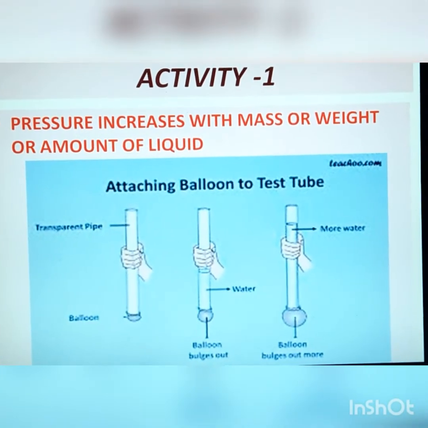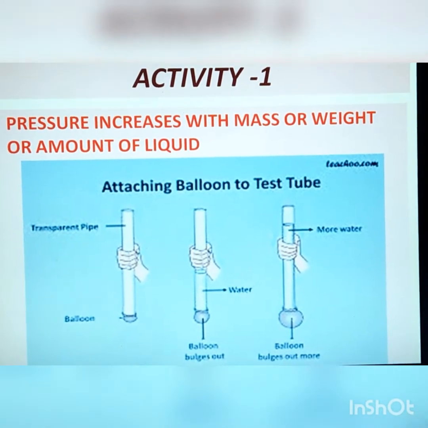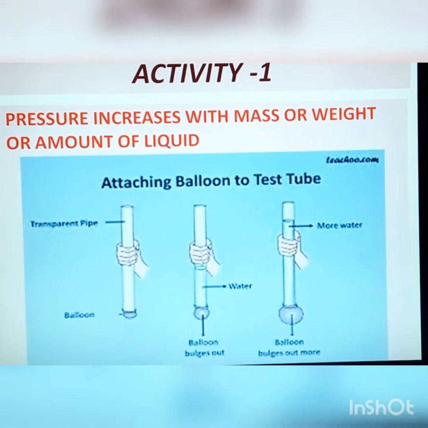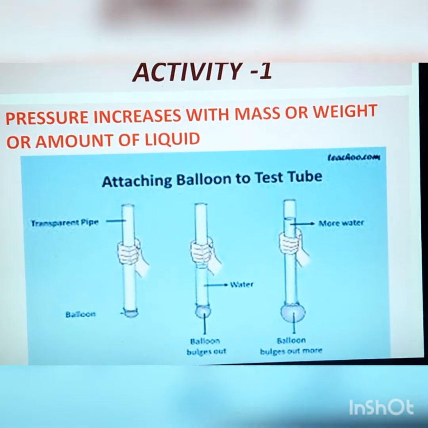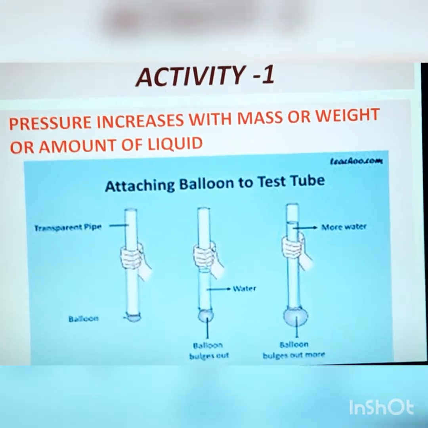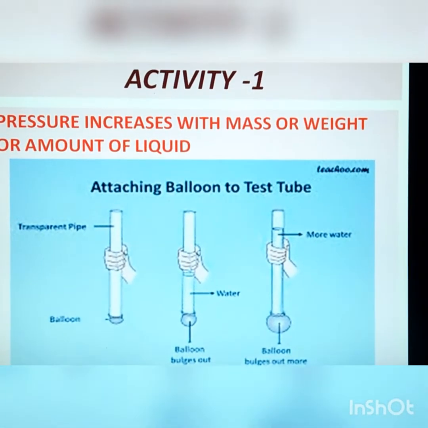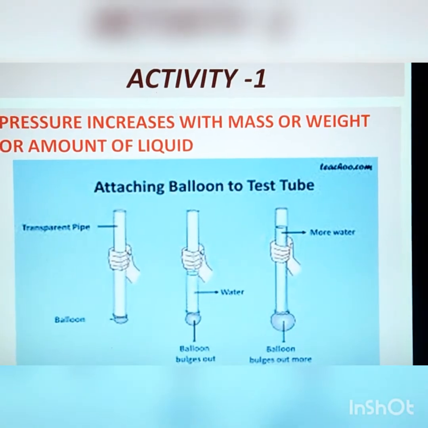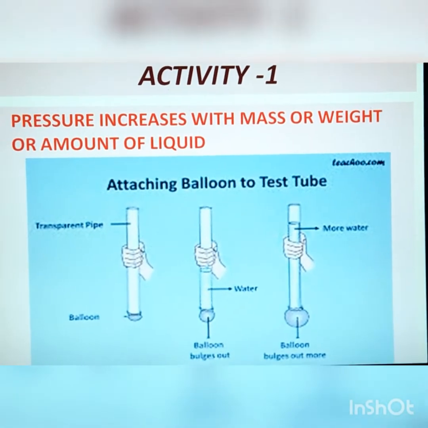This shows that by increasing the amount of water or the liquid, the pressure also becomes more. The bulging of the balloon was due to the pressure applied by the water. So what do we conclude? That the liquids and gases apply pressure on the containers in which they are stored.